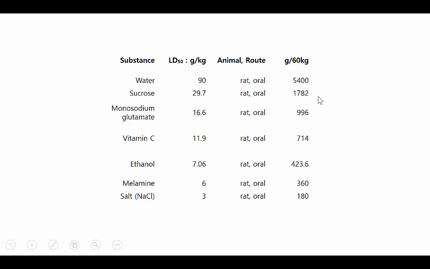Actually, it can be quite tough to take 2 kilograms of sucrose. How about vitamin C?